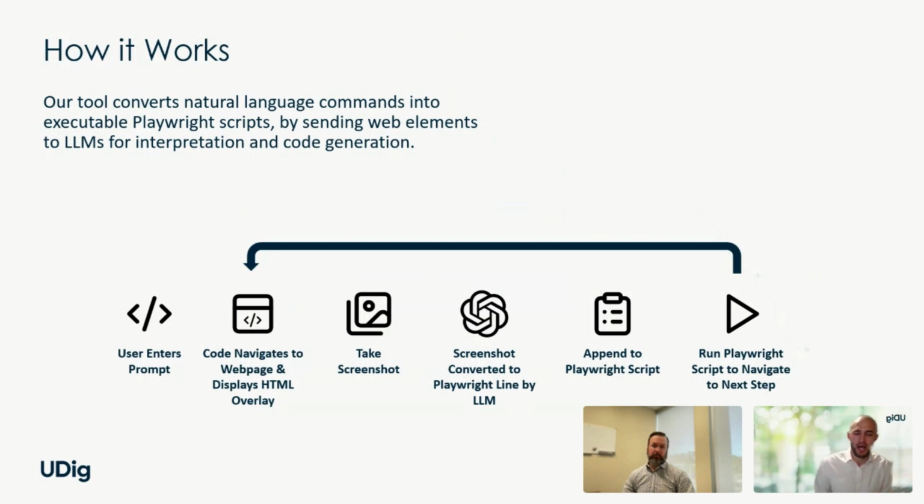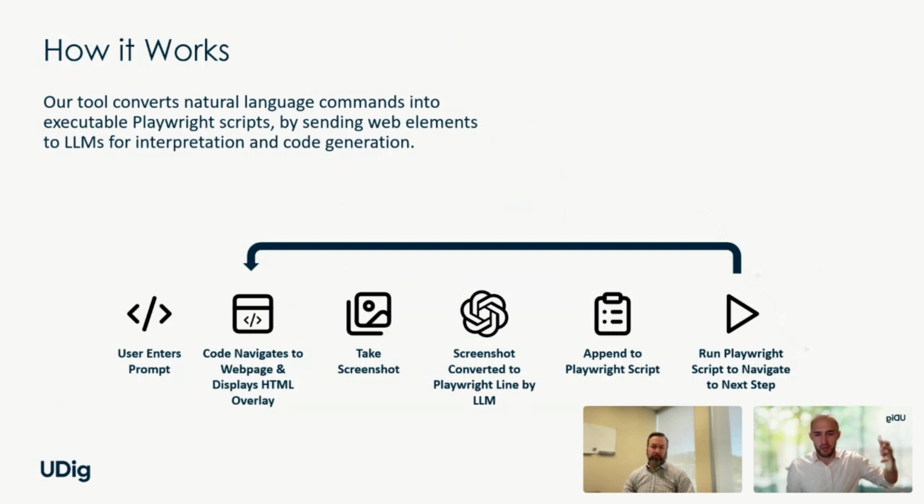Okay, so how it works. Essentially, you enter a prompt to a tool. Like I mentioned earlier, this could be just like ChatGPT or Claude, and that prompt would contain information about the website and what you want to do. So you could say, for example, go to the UDIG website and make sure the contact me form works correctly. You would type that in, and then the tool would navigate to the URL you give it, the UDIG site, and it would display the HTML overlay on the page.